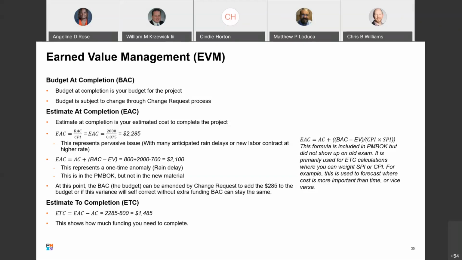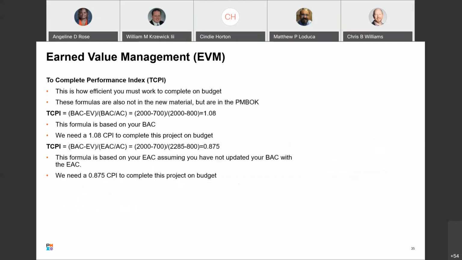All right. So let's keep going. Here's a couple more. It ends soon. Trust me. There's not that many. That's not ongoing. To complete performance index, TCPI. So everything has an index, right? This shows how efficient you must work to complete on budget. These formulas are also not in the new material, but are in the PMBOK. So it applies. We're not seeing this in there, but it's probably good to know.